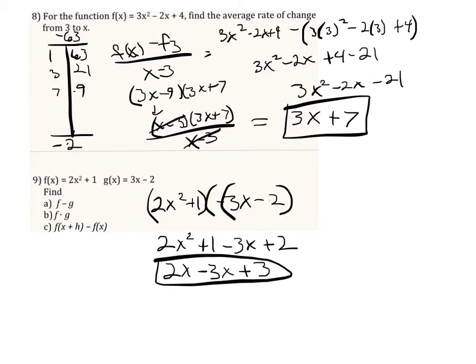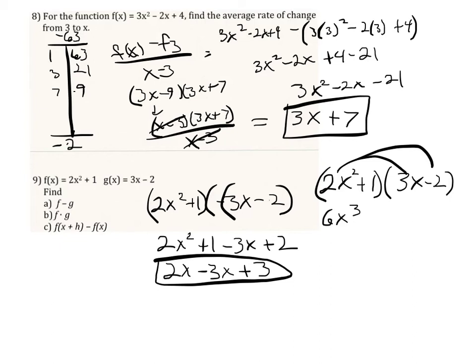Okay. And then f times g, we get 2x squared plus 1 times 3x minus 2. So we're going to FOIL. 2x squared times 3x is 6x cubed. 2x squared times negative 2 is minus 4x squared. And 1 times 3x is plus 3x. And 1 times negative 2 is minus 2. And that's actually in correct order. There's no like terms to combine. So that's our answer.